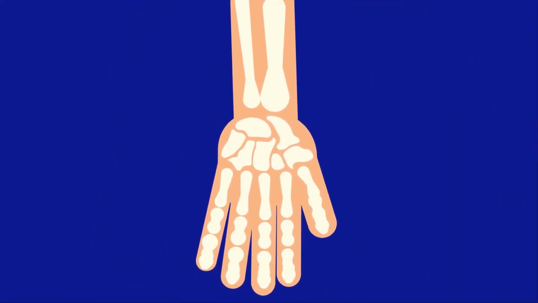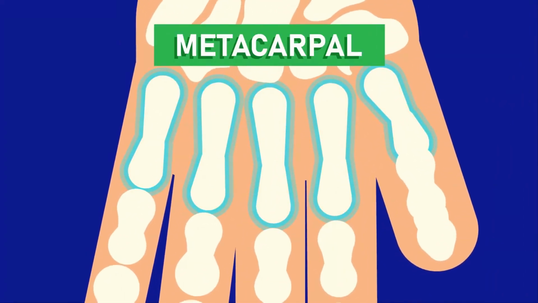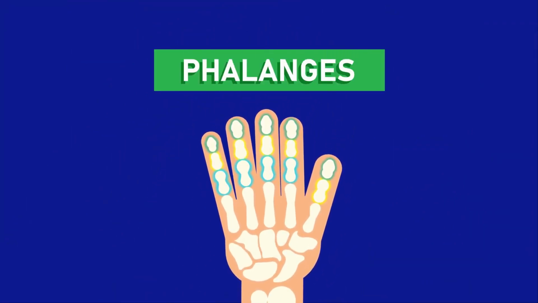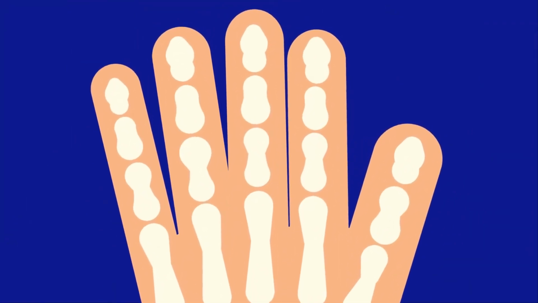The palm of our hand contains 5 bones called the metacarpals. When you make a fist, you can see the ends of the metacarpals as your knuckles bulge. Our fingers are made up of bones called the phalanges. Each finger has 3 phalanges.